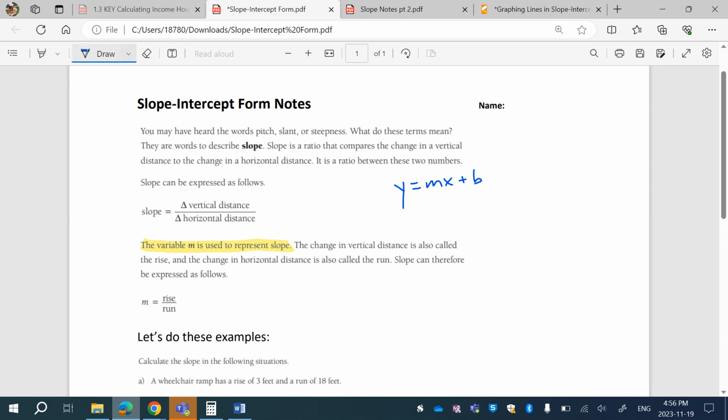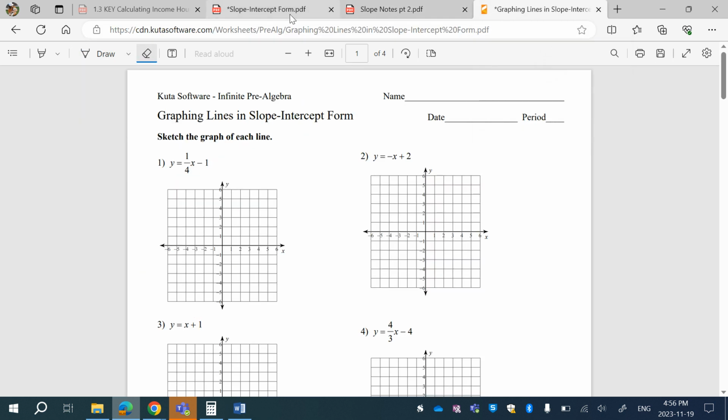So m represents slope, and this b part represents where our line crosses the y-axis. So this is the y-intercept, and this is the slope part of it. That's the slope part. This is the intercept part. I wanted to spend some time on slope, and we'll do a few problems with it on these notes, and then some graphing lines as well. So let's go over this.